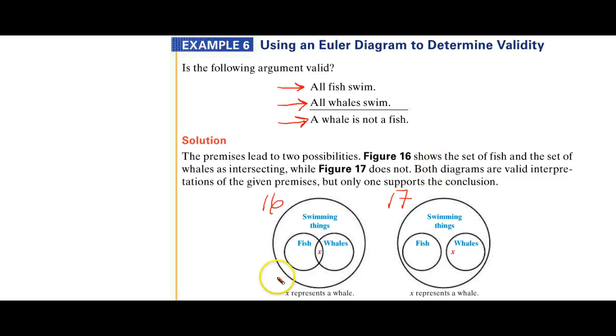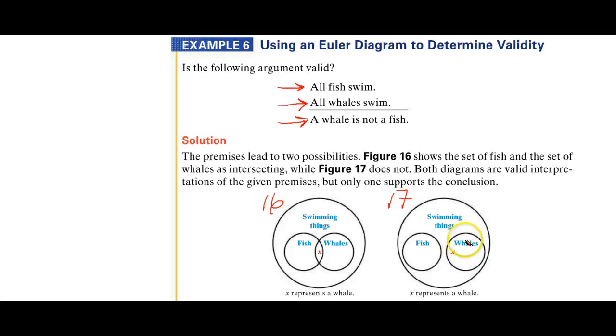Now here we have the larger Euler circle, swimming things. And we have fish and we have whales, and they are intersecting, the whales with the fish. Well, you can see a biologist didn't write this, because whales are not fish, so there shouldn't be an intersection. But let's go along with it. They're thinking fish, anything that looks like a fish. And then the other is swimming things, and here they do have them separated.